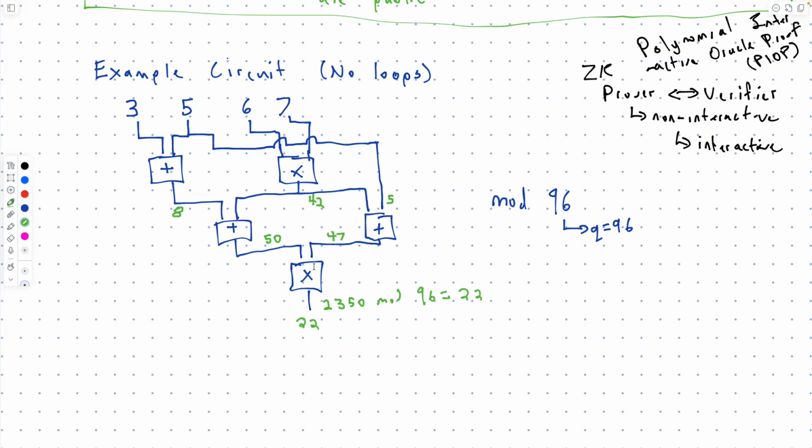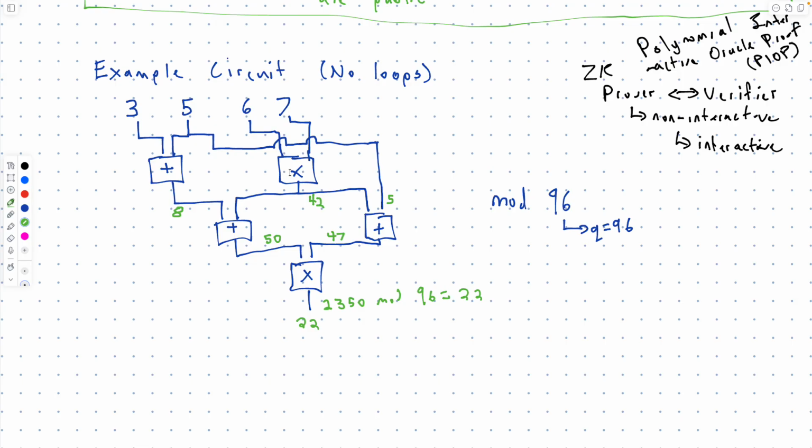Okay, why did we wait to mod this last number? Why didn't we mod any of these earlier numbers? They're all smaller than 96, so if they're smaller than 96, modding by 96 isn't going to do anything to it. But once they get bigger, then you can mod them down. So what this means is that for this circuit, if you have inputs 3, 5, 6, 7, the output is 22.